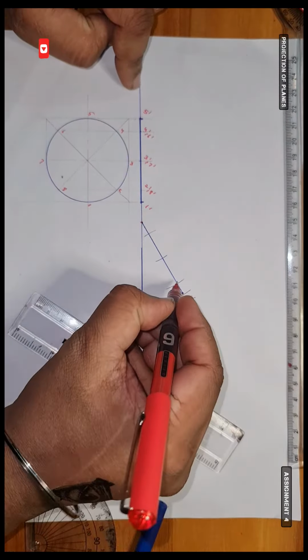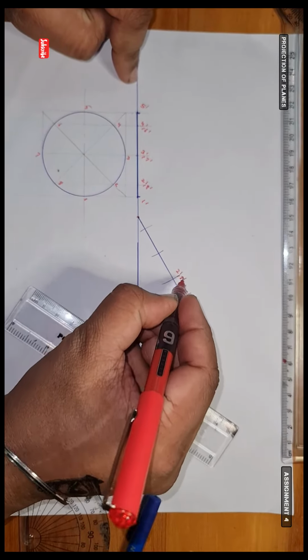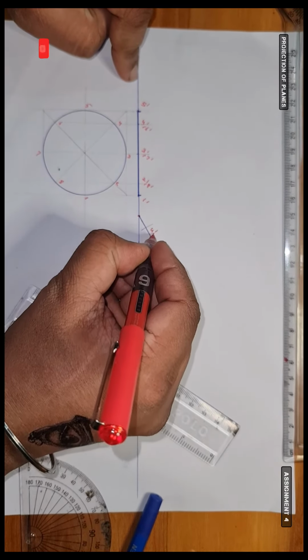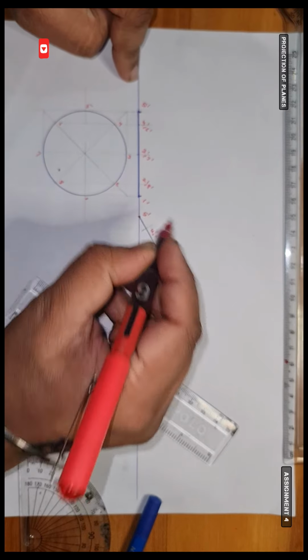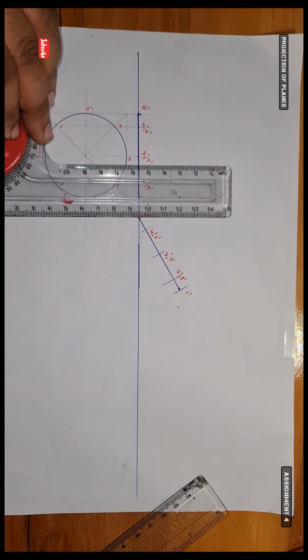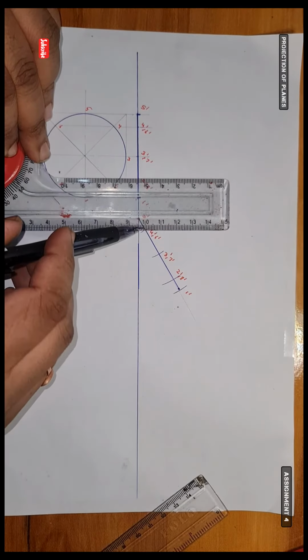This is 1 dash, 2 dash, comma 8 dash. This is 3 dash, comma 7 dash. This is 4 dash, comma 6 dash. This is 5 dash. Now bring these points on the downside.